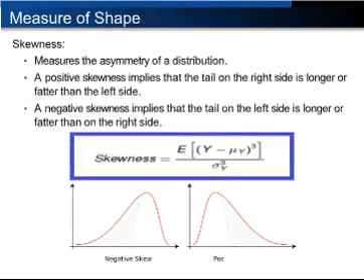Measure of shape: skewness. Measures the asymmetry of a distribution. A positive skewness implies that the tail on the right side is longer or fatter than the left side. A negative skewness implies that the tail on the left side is longer or fatter than on the right side. The formula of skewness is bordered with blue color. The negatively skewed distribution is given on the left side while the positively skewed distribution is given on the right side.